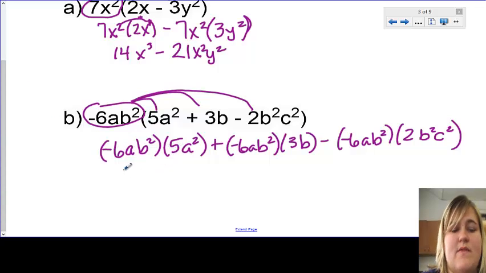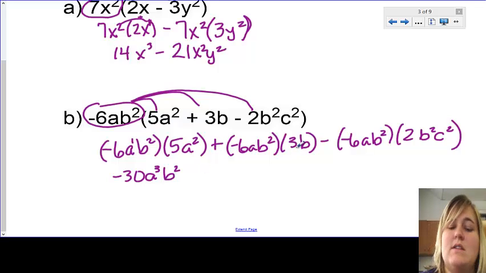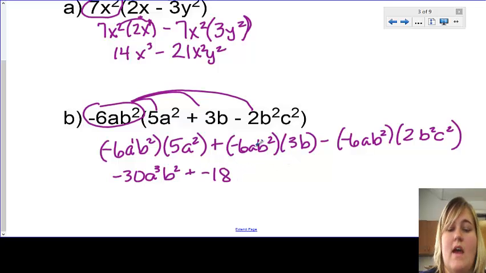Negative 6 times 5 gives me a negative 30. A to the first and a to the second, I add those, so 1 plus 2 is 3, so I get a to the third. And then I just tack on that b squared. I have plus, negative 6 times 3 is negative 18. And then I don't have an a over here, so I just write a.